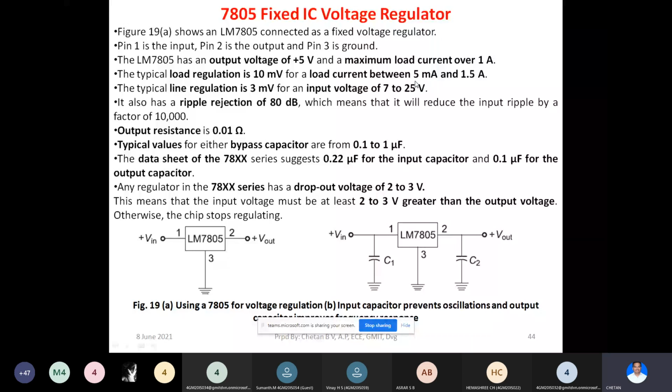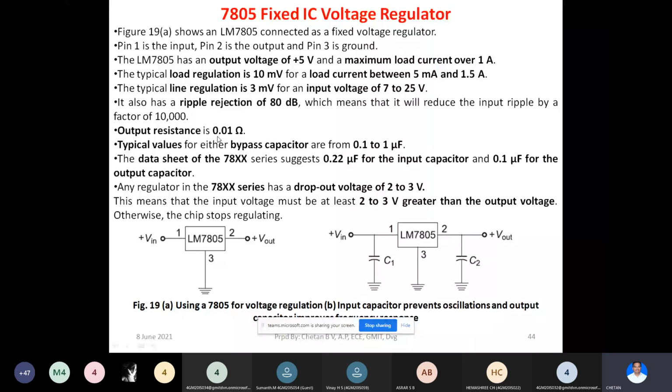and 1.5 ampere. Similarly, this can withstand line regulation. What is line regulation? It is condition where only input voltage is varying, output load current or output load resistance would be constant. That is what is line regulation. And this IC 7805 can withstand a line regulation up to 3 millivolt, and it can withstand this variation if input is between this range 7 to 25. Similarly, you have some other features like output resistance 0.01 and so on.